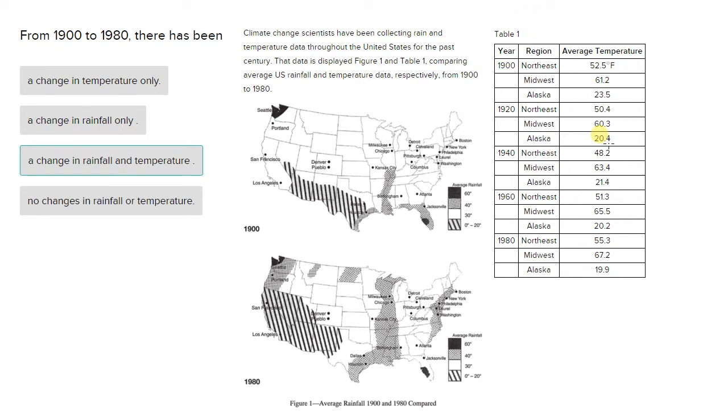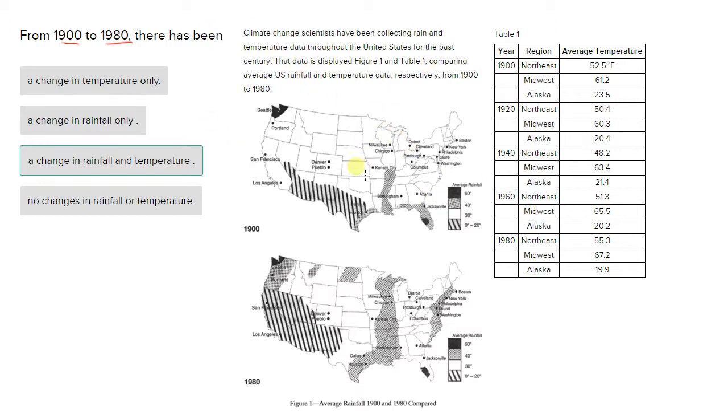This is Jake Pazicki with an ACT Science data interpretation question. Now this question is asking us to look at the temperature and rainfall between 1900 and 1980 and see if there has been a change in either of those, or both of those, or neither of those two things.